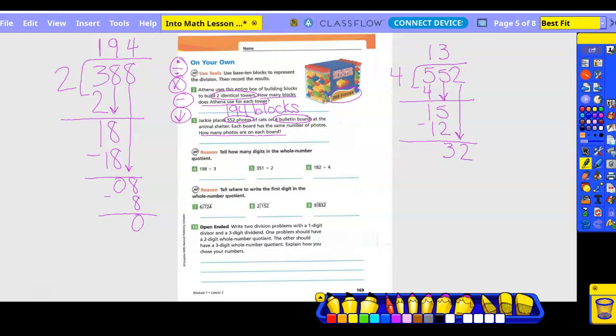So now, how many times can 4 go into 32 without going over? 8. So I put 8 up here because that was my division. Then I take 8 times 4 and get 32. And then I subtract. And do I have anything left over? No. If I didn't, it would be a remainder and go at the top, because do I have any more numbers to bring down? No. So my answer is what? 138 photos.